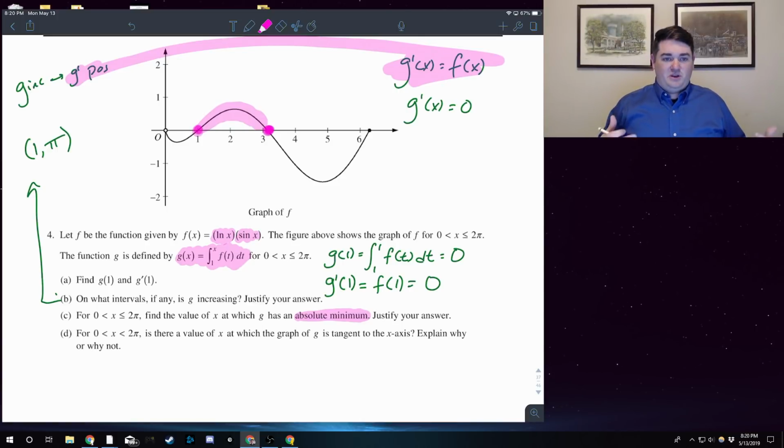That's going to be when your derivative crosses from negative to positive. So I see that happening at 1. So I don't need to check pi, because I know that at pi, this is a relative maximum, because I'm changing from positive to negative.